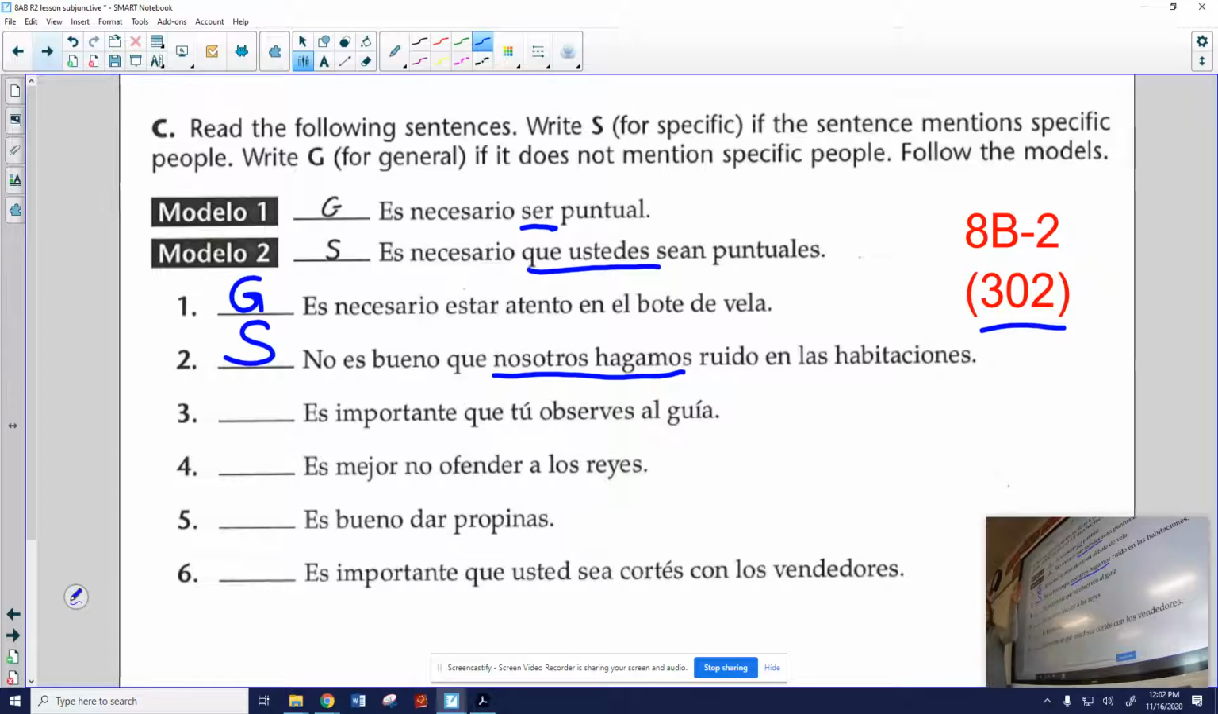Otra vez. Take 10 seconds. Work through the other 4 on your own. We'll correct them in just a moment. How did you do? ¿Está bien? S, G, S.